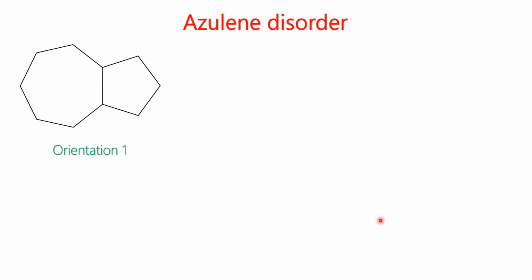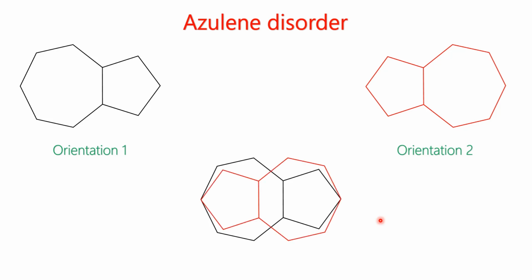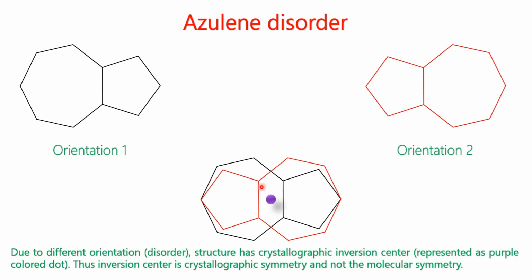Then we come to the azulene disorder. How does disorder arise in azulene? This arises due to the different orientations of the molecule during crystal packing. Suppose this is orientation number 1 of the molecule and this is orientation number 2. During crystal packing, one orientation lies above the other like this, and a crystallographic inversion center, represented by the purple dot here, arises in the molecule. So the inversion center is a crystallographic symmetry and not a molecular symmetry.